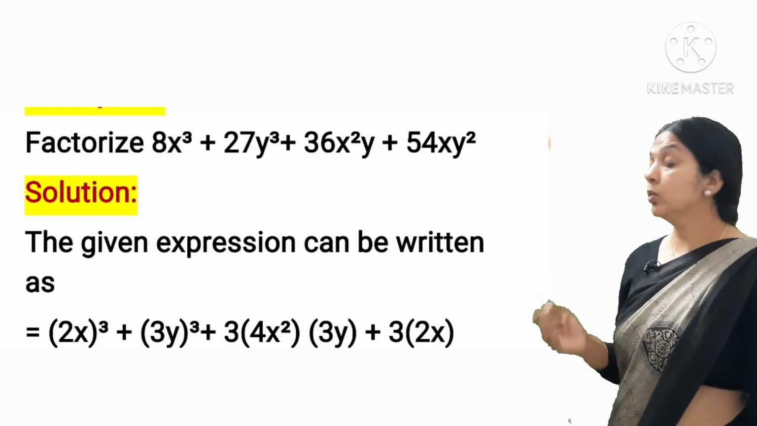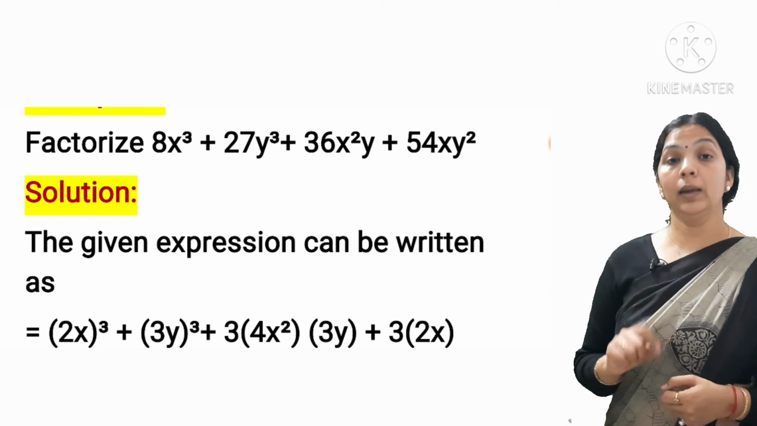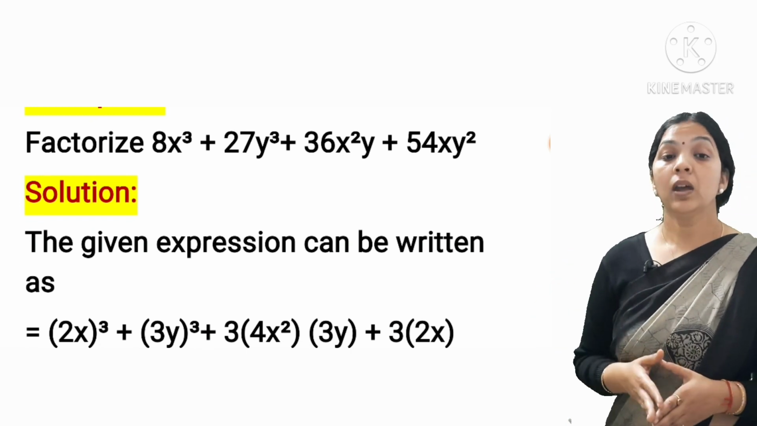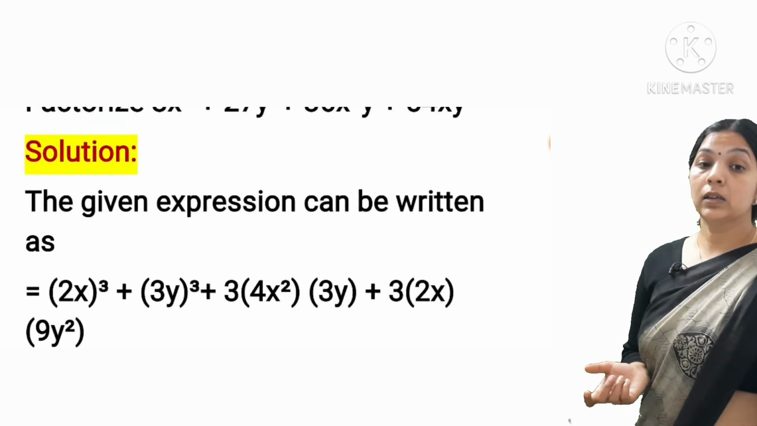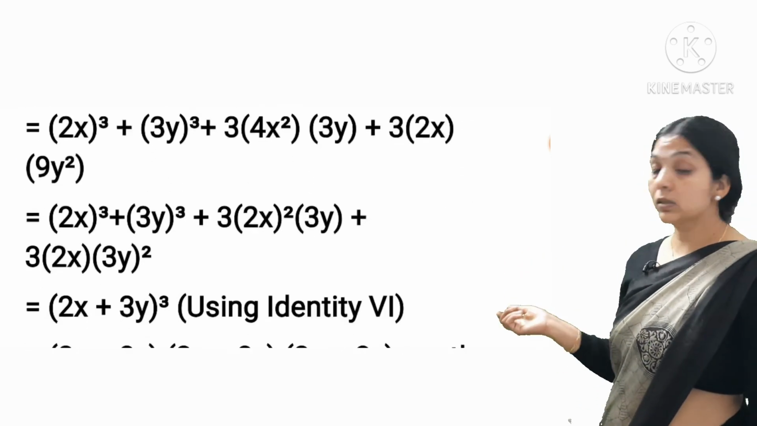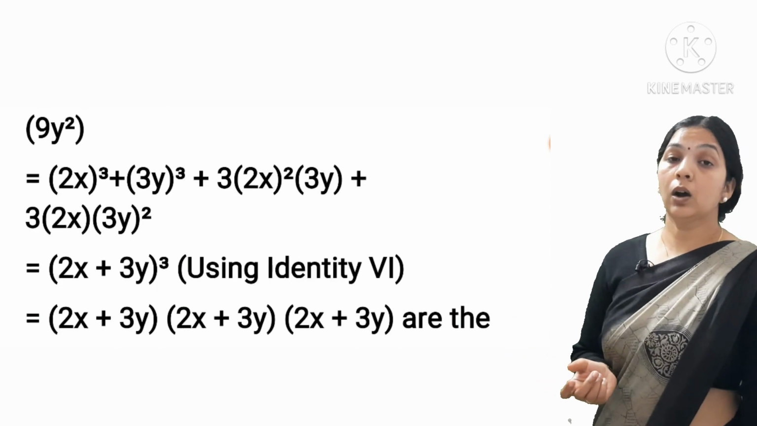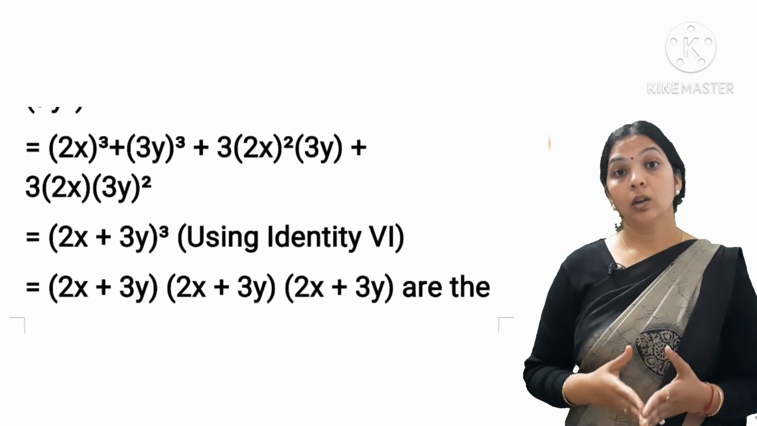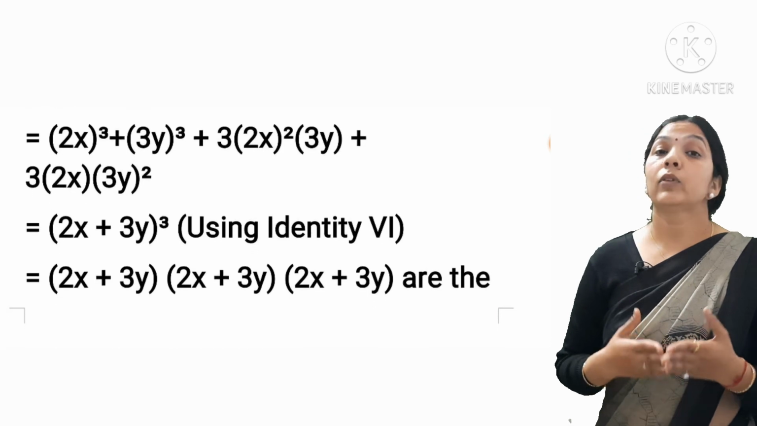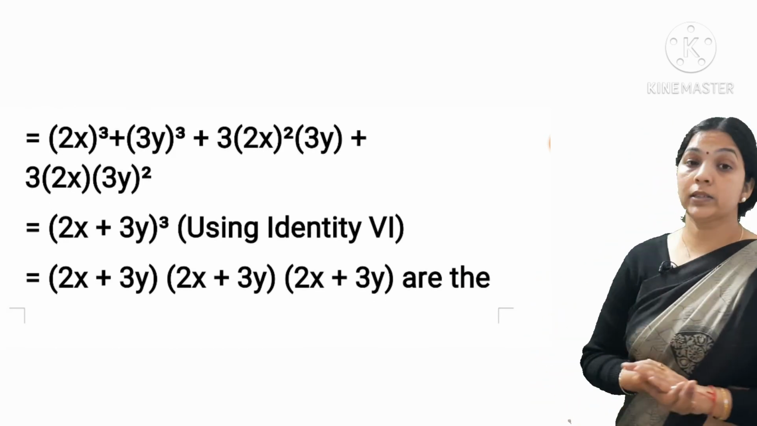Using the identity x plus y whole cube, we can write it as 2x plus 3y whole cube. So this is how the identities are also used for factorization. Let's consider the next example.